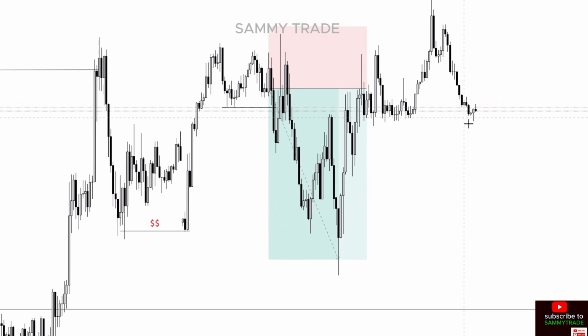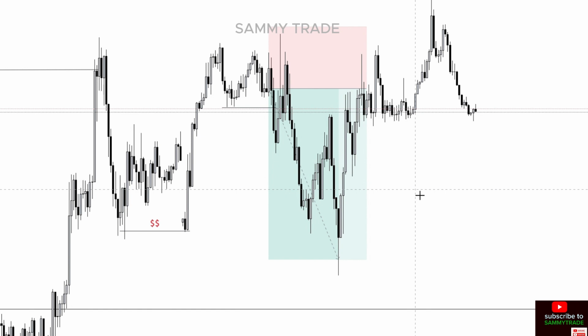All right, so this is how this beautiful trade played out. As you can see, it was a nice trade. This was a nice scalp entry, I think. Definitely, because it took just a day for this trade to play out. The second one, or the first one that I showed you guys, took a few days to play out.